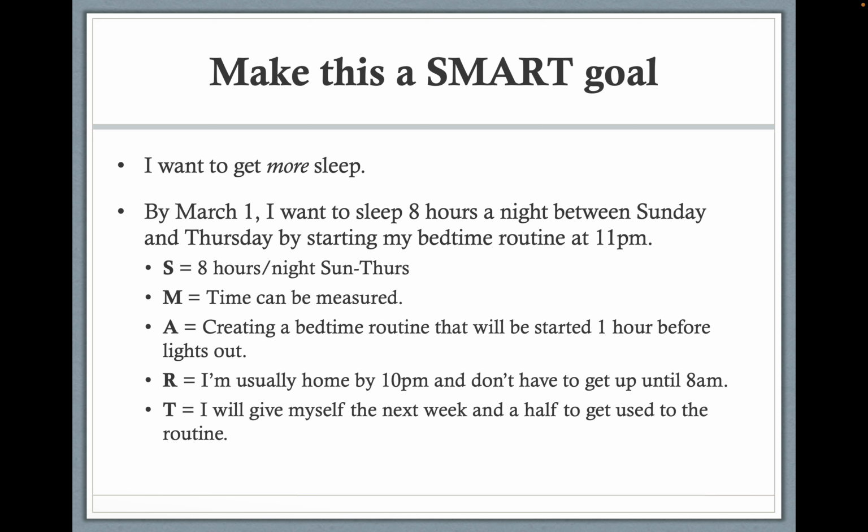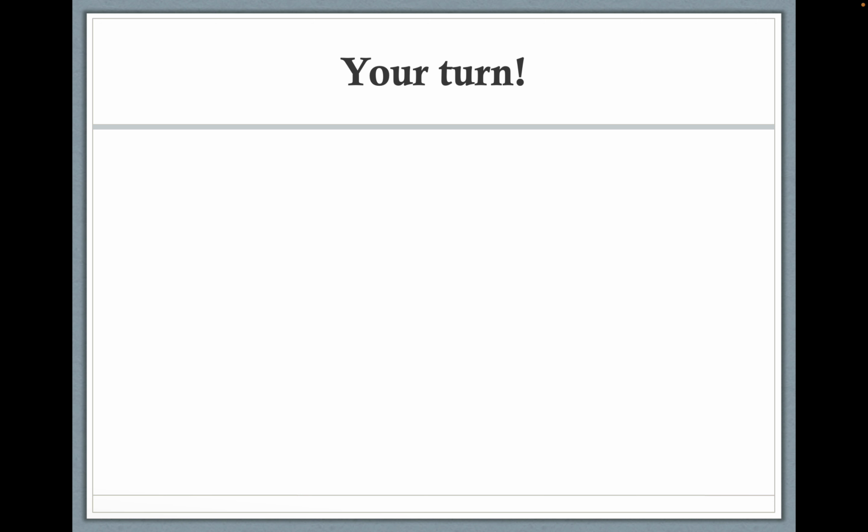So S, 8 hours per night from Sunday to Thursday. Measurable, time can be measured. Creating a bedtime routine that will be started 1 hour before lights out. That's our action. I'm usually home by 10 p.m. I don't have to get up until 8 a.m. And I will give myself the next week and a half to get used to the routine, right?